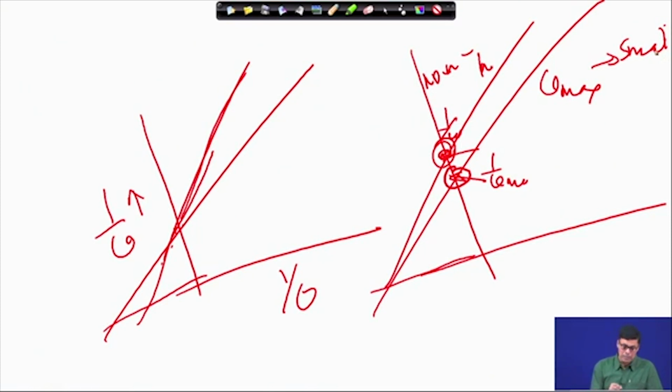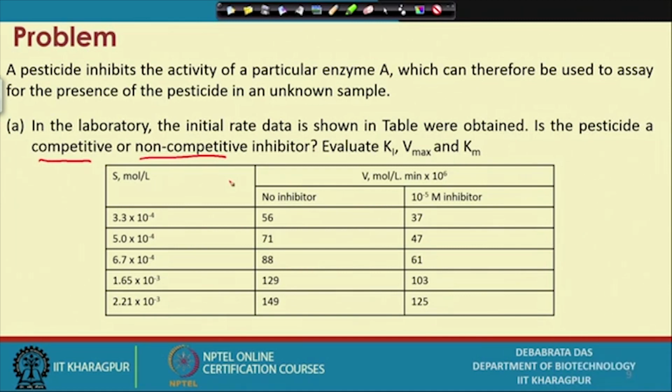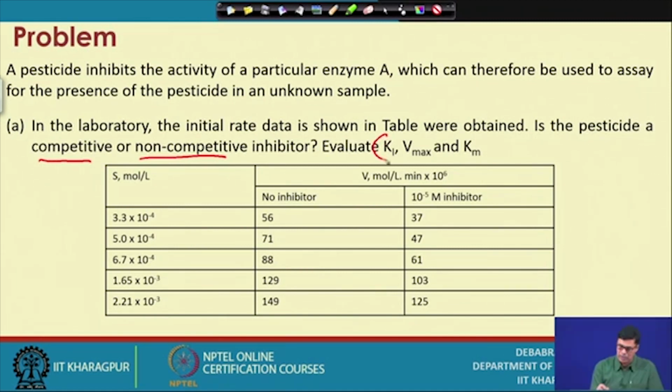So that is exactly what we shall have to do in this problem: find out the nature of the slope, and from this we can find out whether it is competitive or non-competitive inhibition. We know the rate equation for competitive inhibition, and we know the rate equation for non-competitive inhibition. If we use that rate equation, then we can find out the values of Ki, Vmax and Km. These values we can easily calculate.